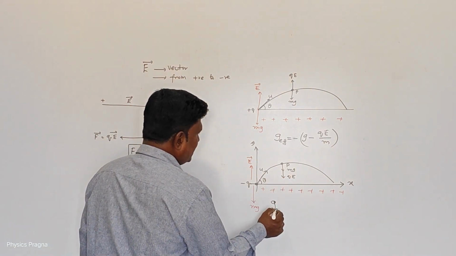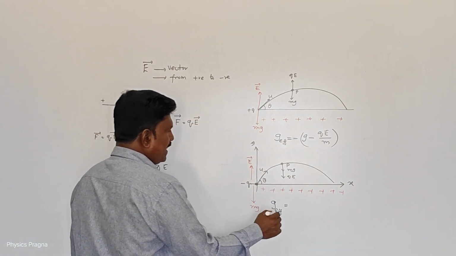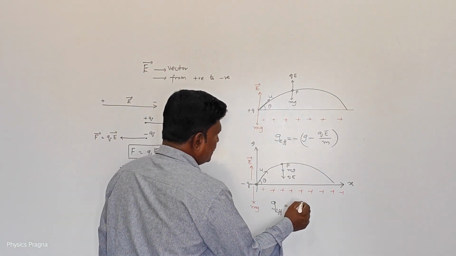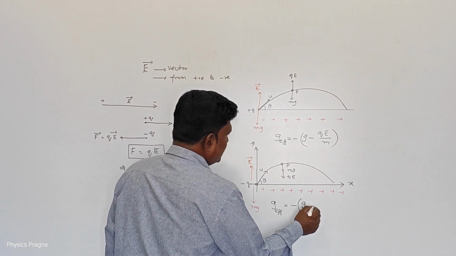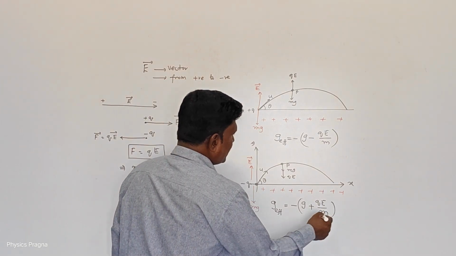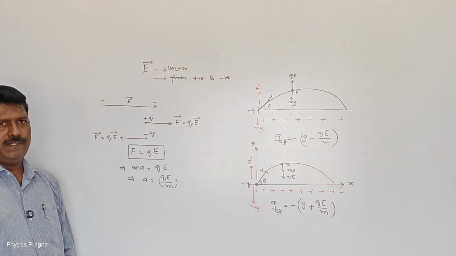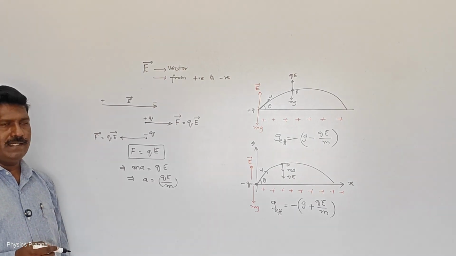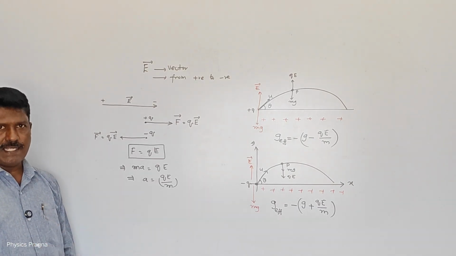So in this case, g effective will be, g is downward, acting in the negative y-axis, so negative of g minus... g plus QE by m. Like this, the formula will change. So be careful while you are applying the effects of the electric field in various conditions.